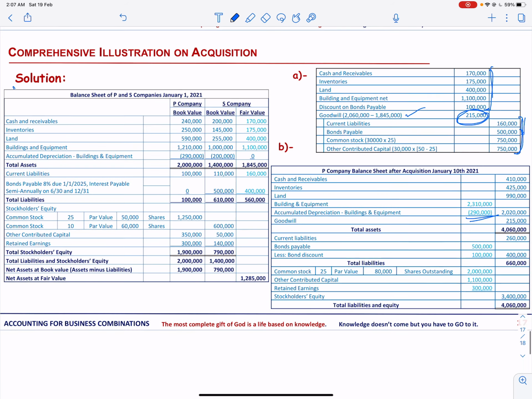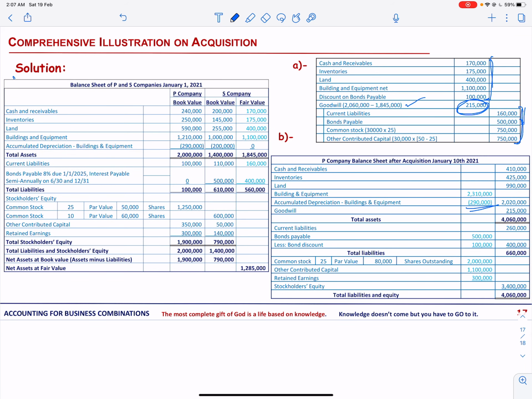When we prepare the balance sheet, we simply sum up the book value of the parent company and the fair value of the subsidiary. So the cash and receivables, 240 plus 170, is 410. In the same way, we'll be adding up all the assets, and we will be having the goodwill that we have just now calculated, 215. Bonds payable was 500, that was the book value, but then the fair value is 400, so the balancing figure was the bond discount.